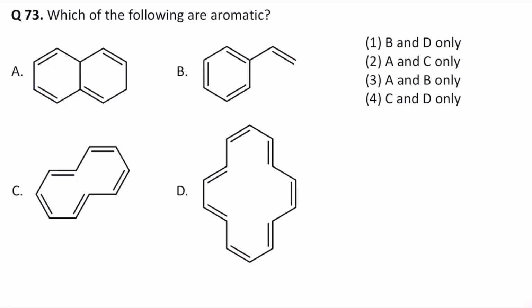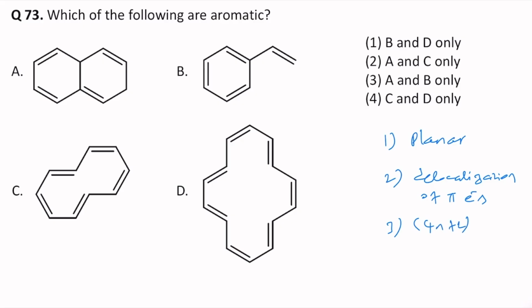Which of the following are aromatic? If a compound has to be aromatic, it has to be planar and continuous delocalization of pi electrons should be there, and it has to obey the 4n plus 2 pi electrons rule, that is the Huckel's rule. Here n value runs from 0.